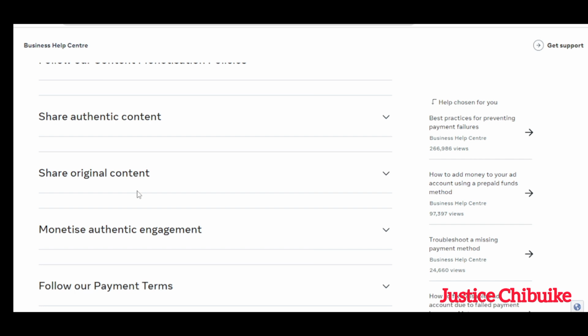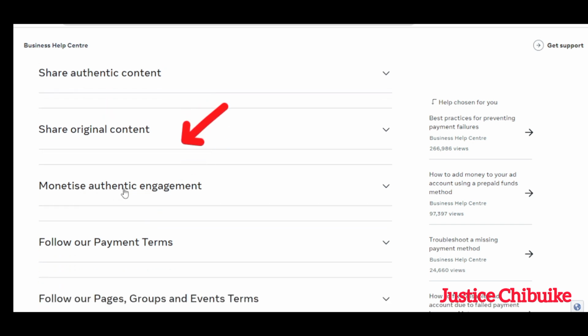Before you post anything on Facebook, it has to be you. Even if you are using other people's content, you have to react to them, you have to edit them, you have to add your own value before you post them. All right. So here they say monetize authentic engagement.